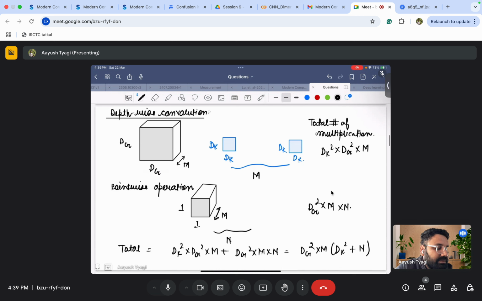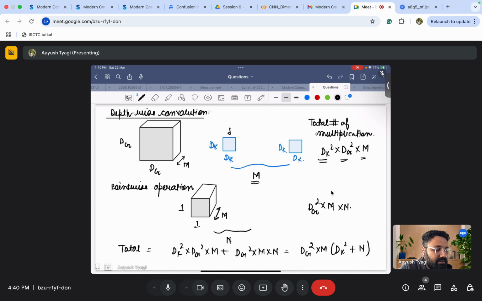In depth-wise convolution, suppose you have a dk cross dk kernel, and here the number of channels is 1. So dk cross dk cross 1, and you have m such filters because you have to traverse through the channels. You are learning a filter for each channel. So the total number of computations here is dk square into dg square into m. The first filter will convolve with every component of channel 1, so the number of operations will be dk square into dg square, and you do m such operations, a different filter for each channel. So that becomes dk square into dg square into m.